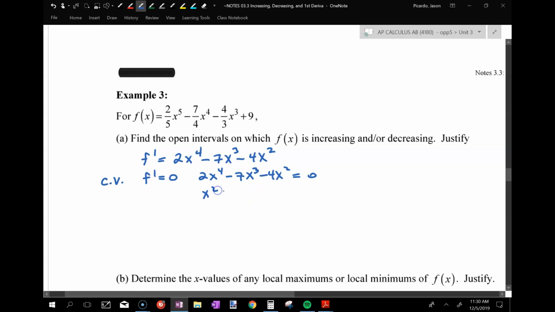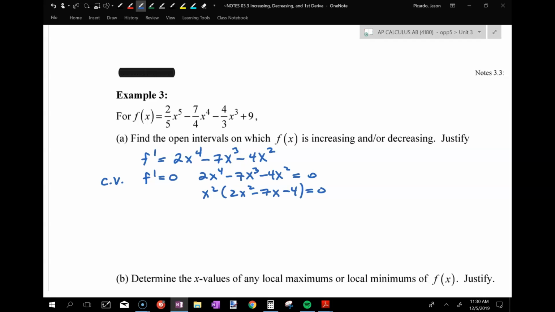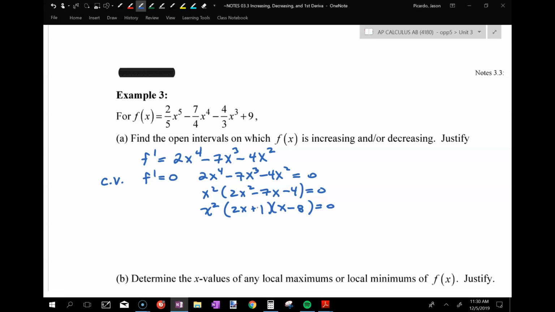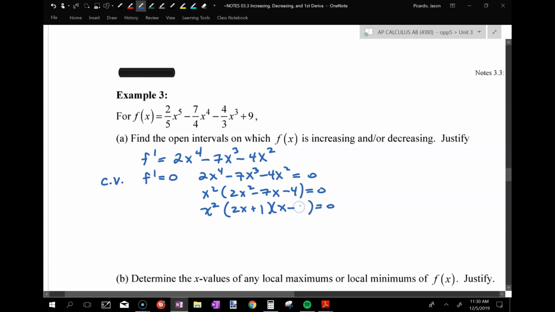Going to take out an x squared. It's going to give me that. I'm a super awesome factorer. So I know that I get this, and I get this. That should be 4, sorry. There we go. Like I said, I'm a super awesome factorer.